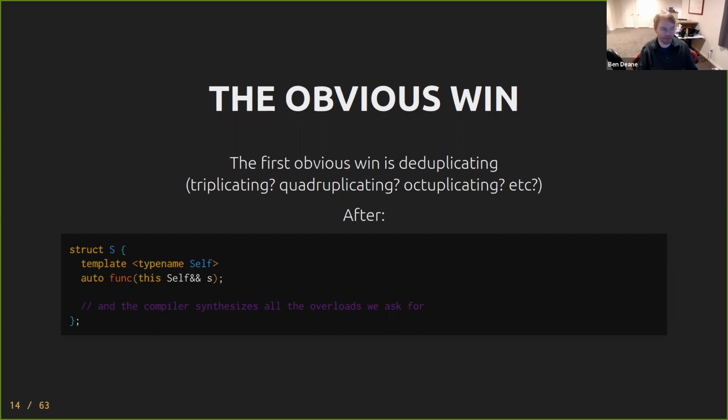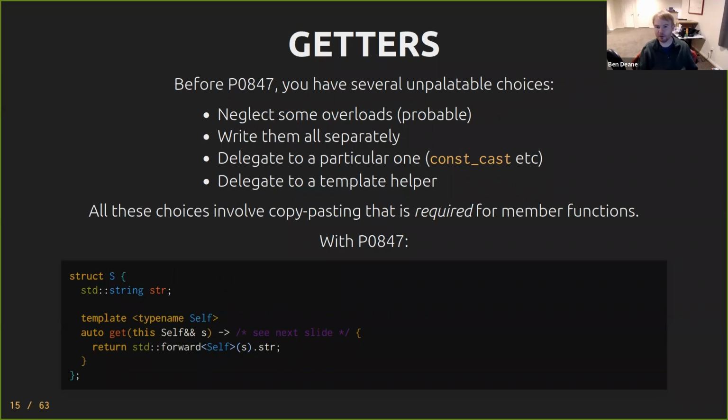So that's the first kind of obvious thing that we get. And this already is a big deal, because right now you kind of have several choices to provide these overloads, and none of them are particularly palatable. What you probably do, what I do, what we all do, is you just leave out some of the overloads. But your other choices are, write them all separately and duplicate the code, or delegate them to a particular one.